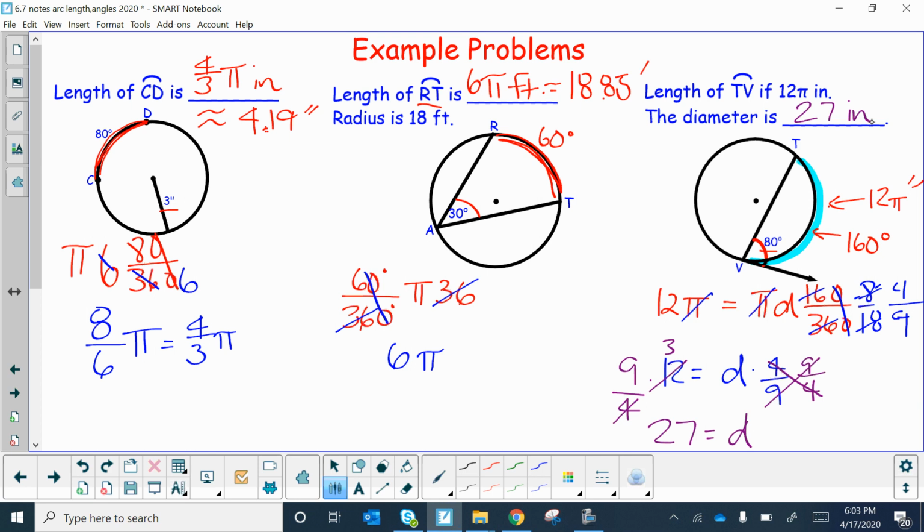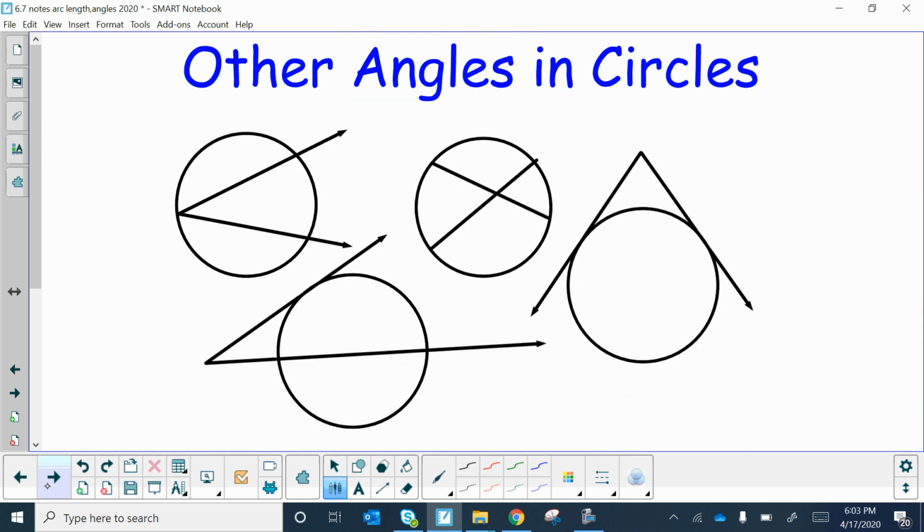Okay, so these are 3 examples using length. Okay, let's move on to the next one. There's some other properties. There's so many properties with circles. That's why this chapter is pretty long. So there's 2 more that we're going to go over.